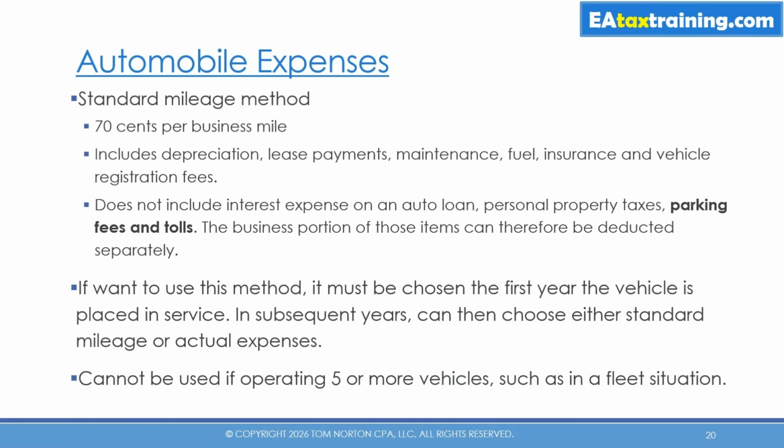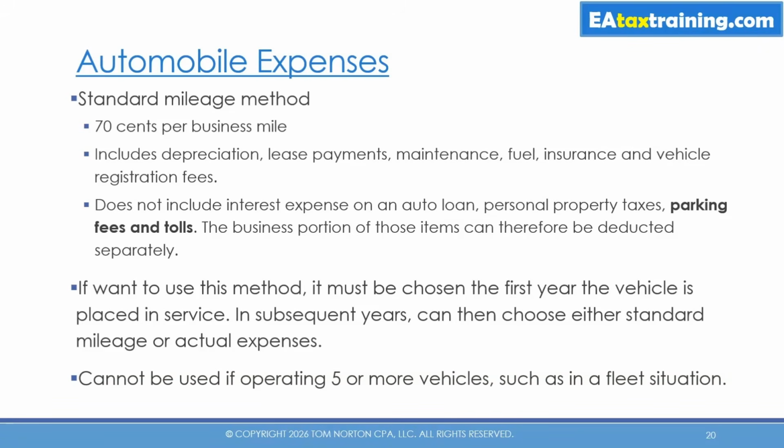For the standard mileage method, you can simply take 70 cents per business mile. So it's pretty easy. Add up your business miles, multiply by 70 cents. That is your deduction. That 70 cents includes depreciation, lease payments if you have any, maintenance, fuel, insurance, and vehicle registration fees. There are some things it does not include, which is interest expense if you have a loan, personal property taxes on the vehicle, and the parking fees and tolls that you may pay. So the business portion of those items can also be deducted in addition to the 70 cents per mile.